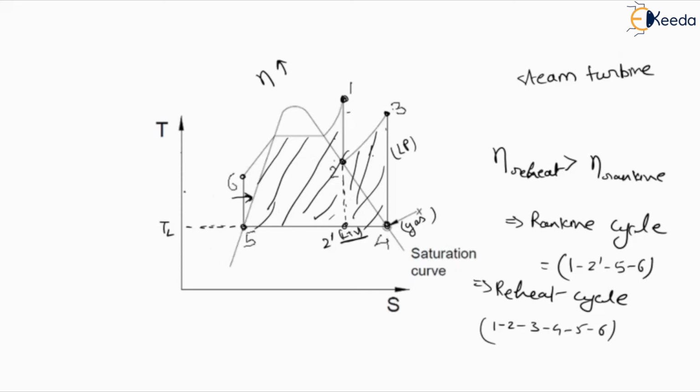Suppose for the Rankine cycle our mean temperature is at this point. For the reheat cycle, because we are converting this gas to liquid, it will be somewhere at this point, more than the Rankine cycle. So in this case the mean temperature is increasing as well as lower temperature is constant, so the higher temperature limit will also be increasing. In that case we can see efficiency will increase for the reheat cycle.